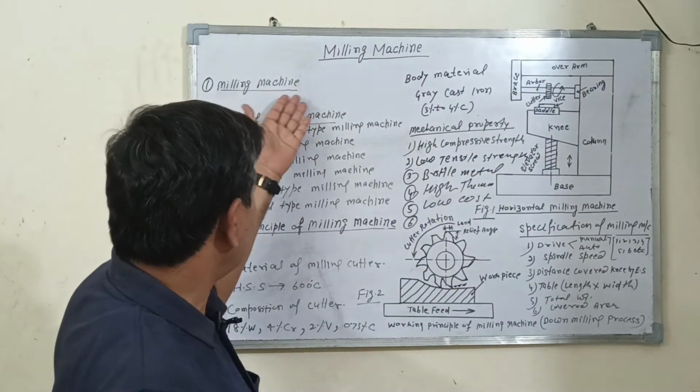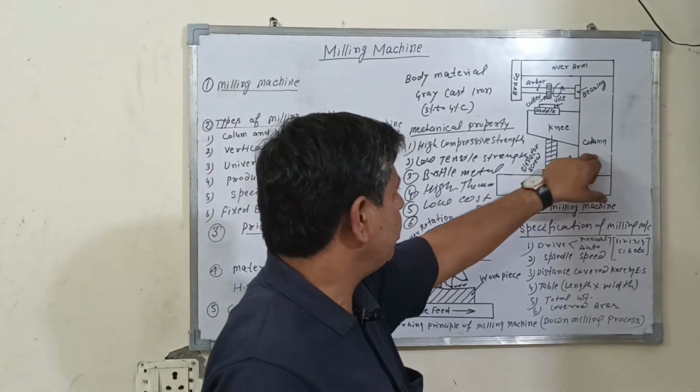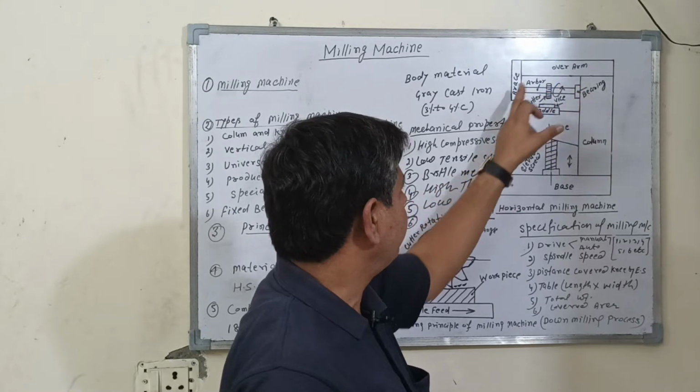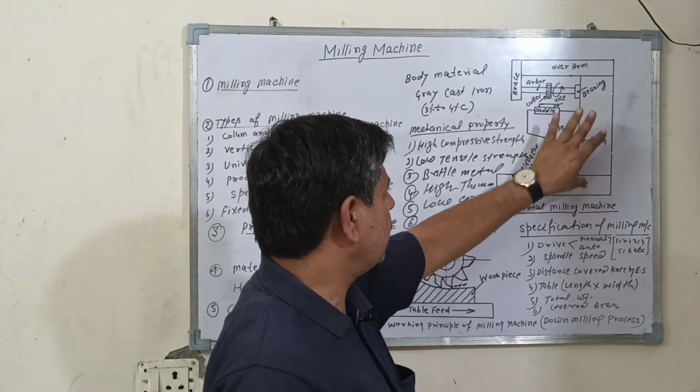The milling machine consists of different types of parts, like a base, column, bearing, arbor, overarm, brace, saddle, elevating screw, and knee. These are the machine parts.